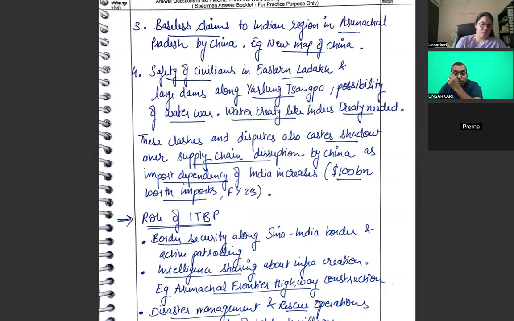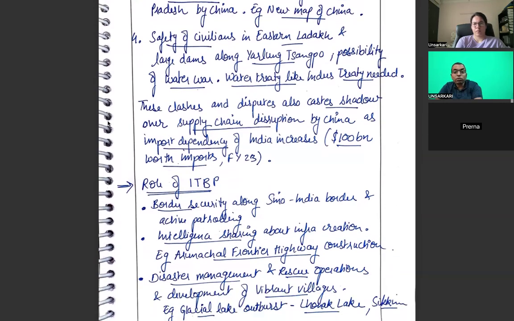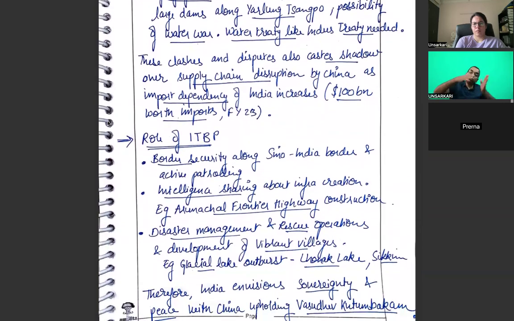Safety of civilians in eastern Ladakh and the large range along the Yarlung Tsangpo, and the possibility of a water war, water treaty everywhere. ITBP, Indo-Tibet, because it is the Indo-Tibetan Border Police. So one has to bring the idea of how peaceful relations have thrived between Indians and Tibetans also. The Dalai Lama and his headquarters at Dharamshala have been made possible because of the blessings and support of the Indian government and Indian people. But then the role of ITBP, directly, as I just said, and indirectly comes up. It is never seen as a force which is actually creating chaos at the border.